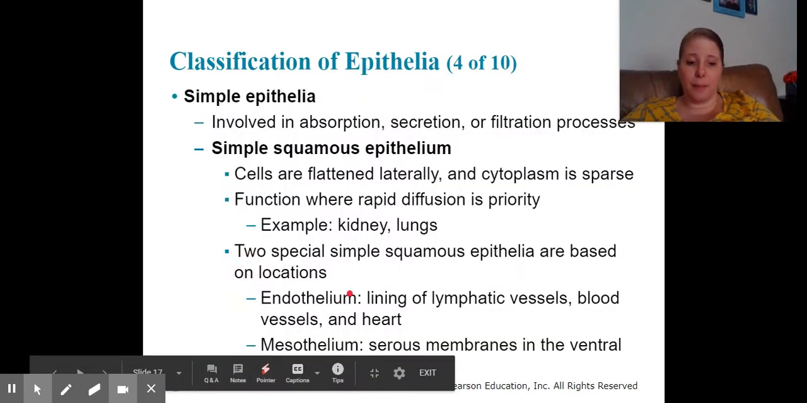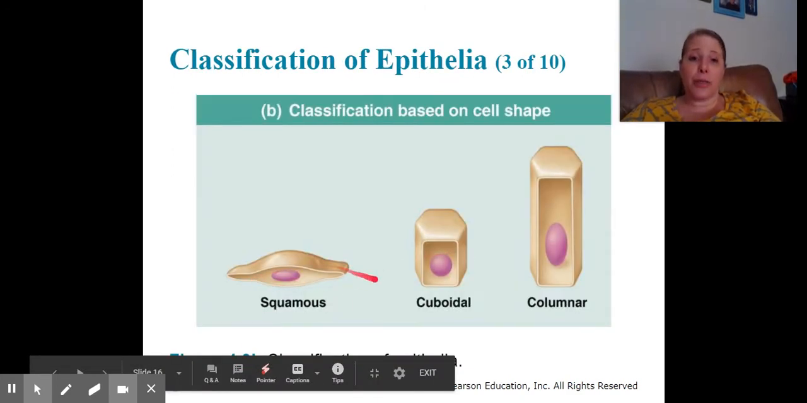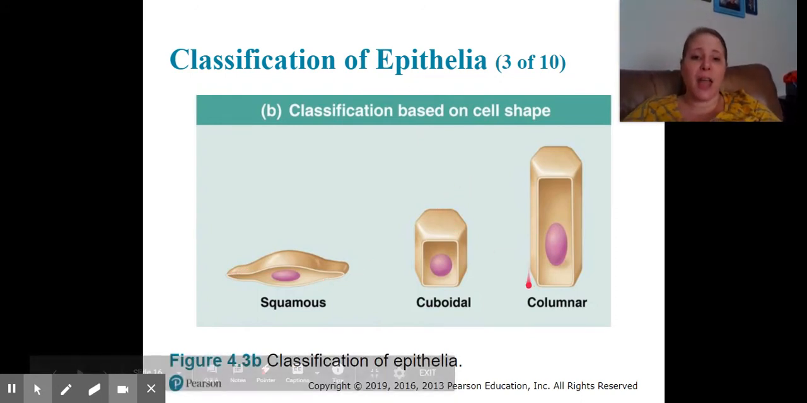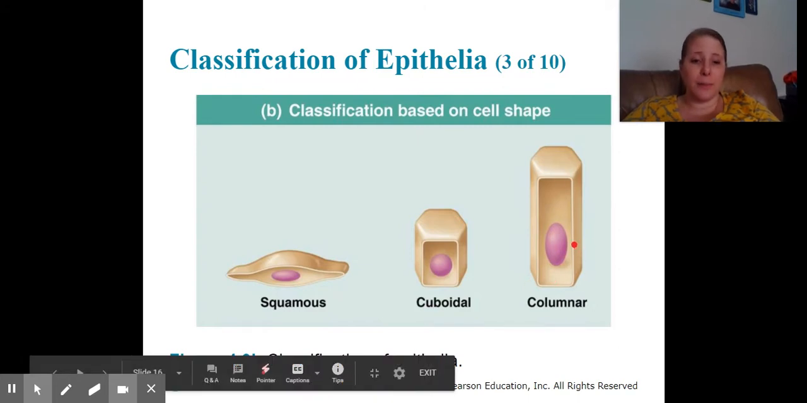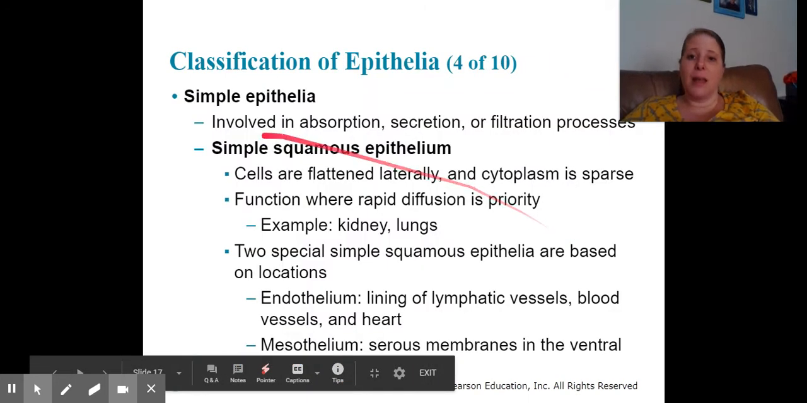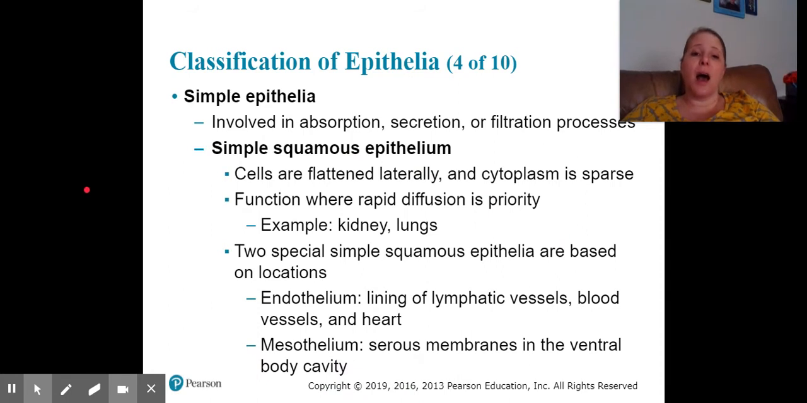Oh, sorry, back up. All right, so here are the three shapes. The squamous shape, flat, squat if you need, cuboidal shaped, cube-shaped, and columnar shaped, column-shaped. Now, simple squamous is going to be for absorption, secretion, and filtration. It's going to be where they don't have a lot of cytoplasm. They're really skinny little cells, and they go where there's rapid diffusion.